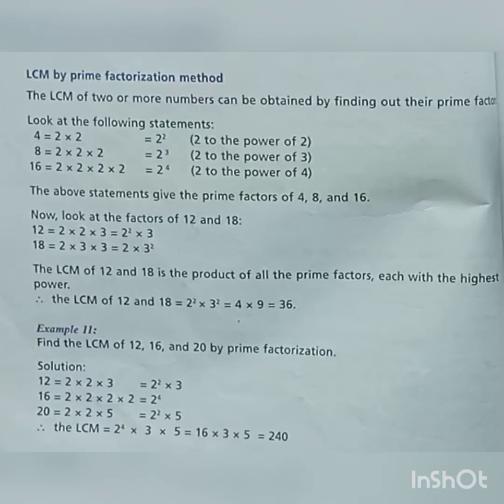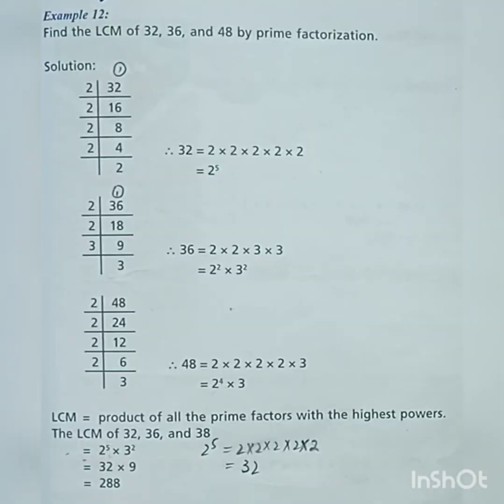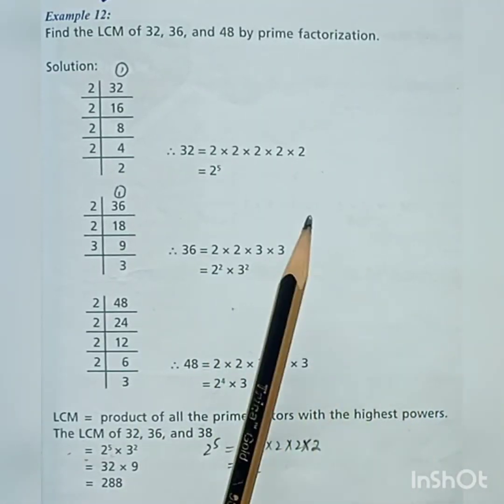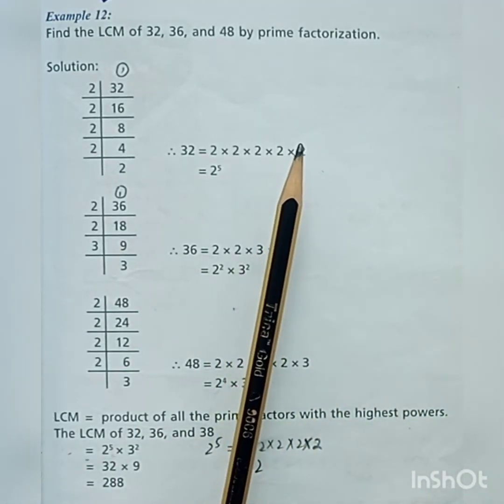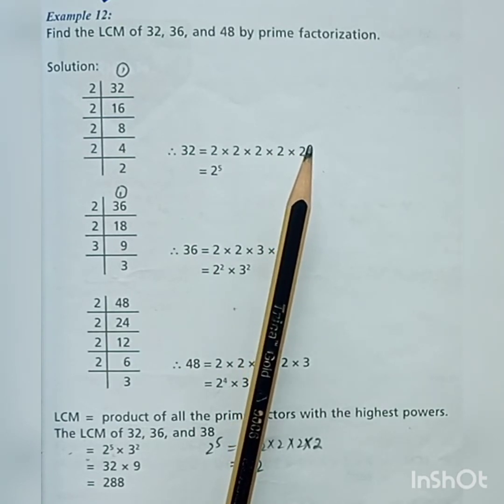This statement is true for this property. There are three methods for finding the LCM. The first one is the common multiples method, the second one is the prime factorization method, and the third is the division method. Find the LCM of 32, 36 and 48 by the prime factorization method. The prime factorization method is the second method for finding the LCM.